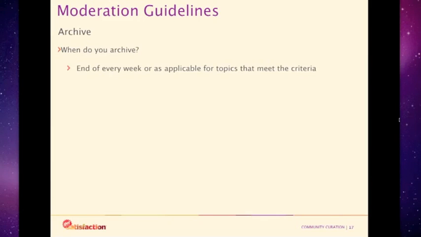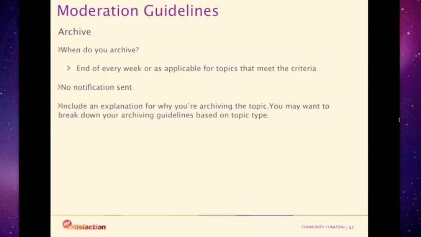The topic will still be in your recent activity view of your community homepage, and new activity can still occur on it. People can still comment on it, for example. But when that new activity happens, it will not bump up to the top of the list. So basically, over time, it gets buried. So when do you archive? We recommend archiving at maybe the end of every week or as applicable for topics that meet the criteria. And we'll talk through a bunch of different criteria that we follow for archiving.